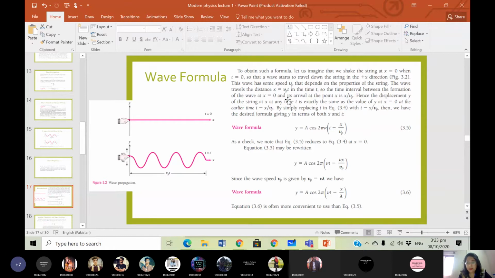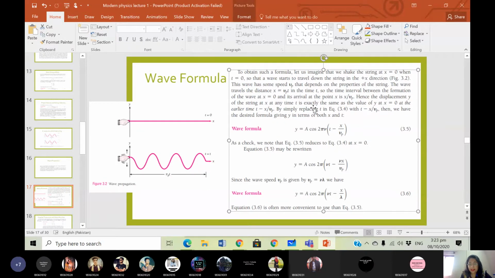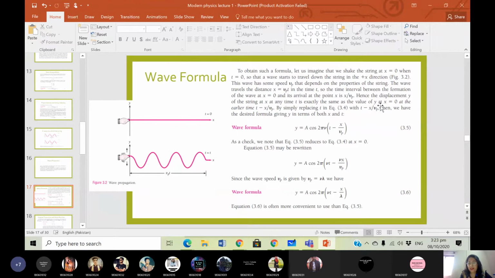And because it's displacement, what they're saying here is that the displacement y of the string at x over here is the same, at any time, as the value of y at x equal to 0 at the earlier time. So if we consider this time t at which the displacement is again 0, x is the distance it has traveled in time t, so x is vp times t, because vp is the velocity of the wave. So then what is time? Time is x divided by vp. So t minus x over vp, what will that be?